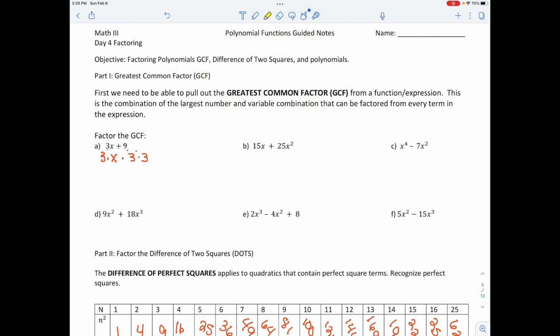So what we're going to do is take out the 3 they have in common. We're going to factor that out, and then we write what's left. What would be left is x plus 3.